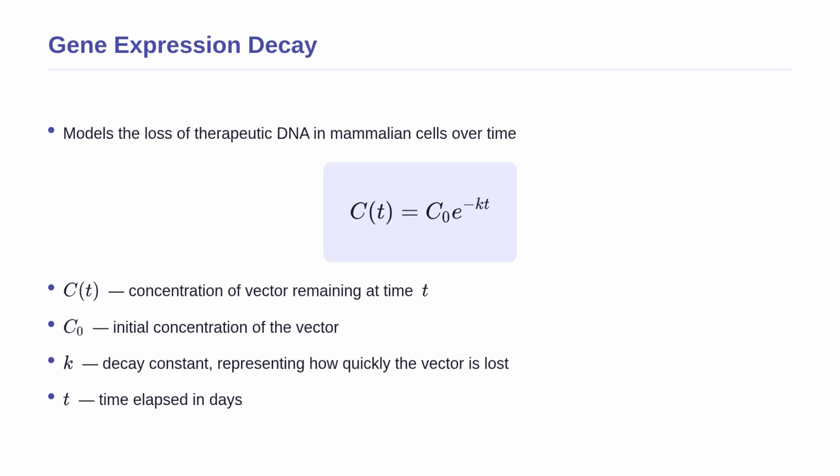To understand the physical advantage of a MAC over a standard plasmid in a mammalian cell, we must look at the mathematics of gene expression decay. When standard plasmids are injected, they do not replicate and are slowly degraded by cellular enzymes. This loss is modeled using a first-order exponential decay formula. Here, C of t represents the concentration of the vector remaining at a specific time t. C0 is the initial concentration. The variable k is the decay constant, representing how quickly the vector is destroyed. For a MAC, this decay constant is effectively 0.